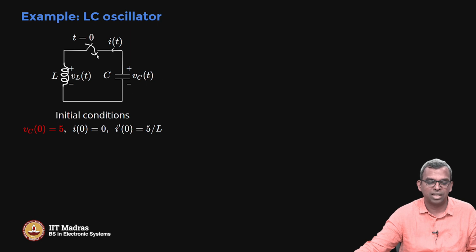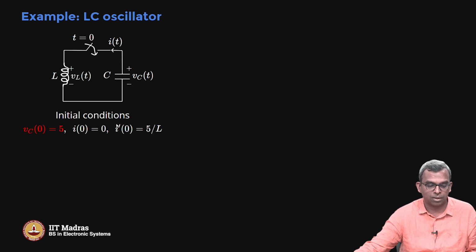I'm going to say the different voltages. Voltage across capacitor Vc of t, i of t is the current, and VL of t is the voltage across the inductor, and t is equal to 0. So I'm going to turn the switch on at 0. Now here are the initial conditions. This is important to understand. The capacitor has an initial charge of 5 volts, something like that. So the voltage across the capacitor initially, when it's an open circuit, is 5 volts.